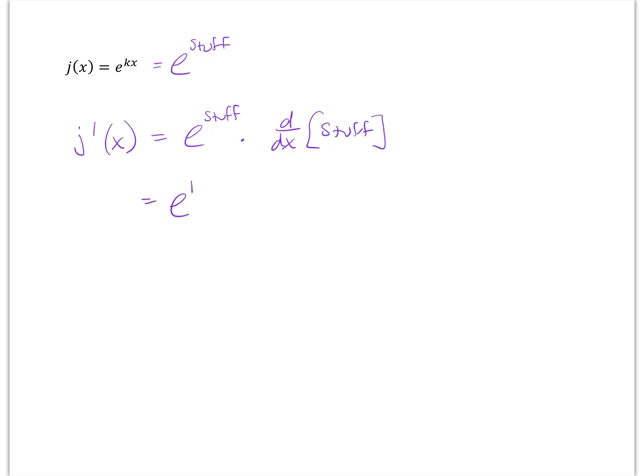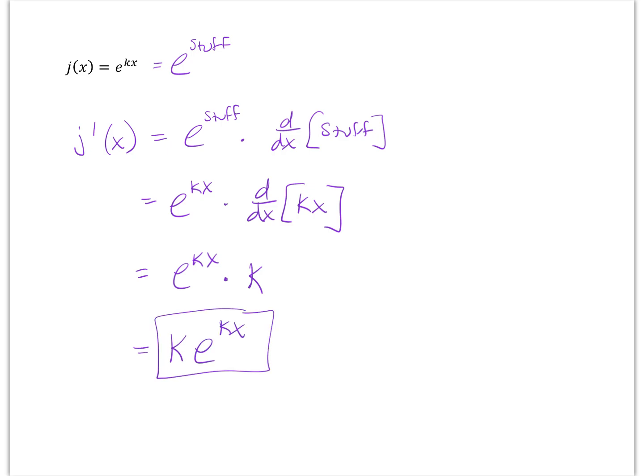So this is e to the kx times the derivative of kx. The derivative of kx is k. So this is k e to the kx, which is exactly what we got in the previous lesson when we did this with the product rule.